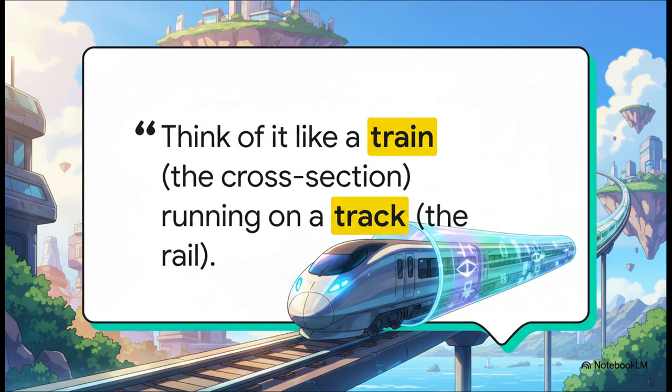You know, the best way to think about it is with a super simple analogy. Imagine your cross-section is a train car, and the rail curve is the train track. The 3D object you're creating is just the tunnel that train carves out as it moves down the track. Simple, right? But incredibly powerful.